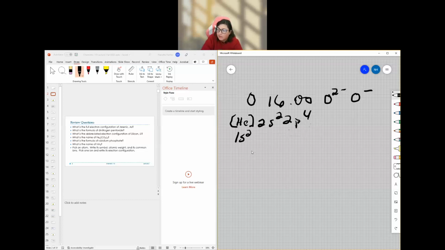So instead of being this configuration, we're going to have 1s2, 2s2, 2p4 plus 2 is 2p6, which makes sense because if we add 2 electrons to it, then it looks just like neon, and that's the electron configuration for neon. Okay? Does that make sense? I hope so. If it doesn't, let me know.